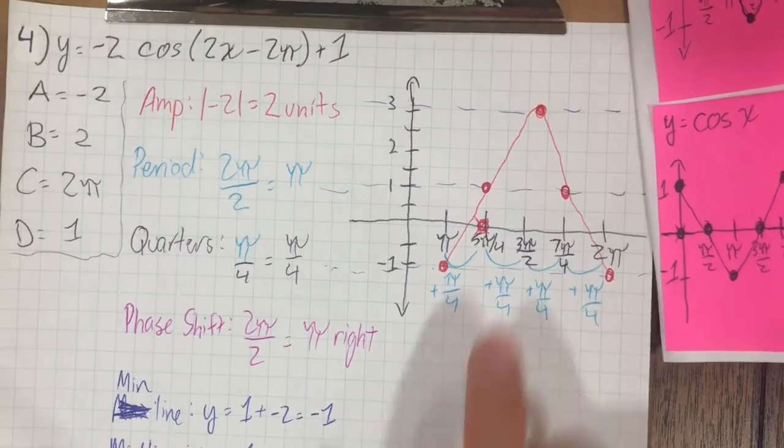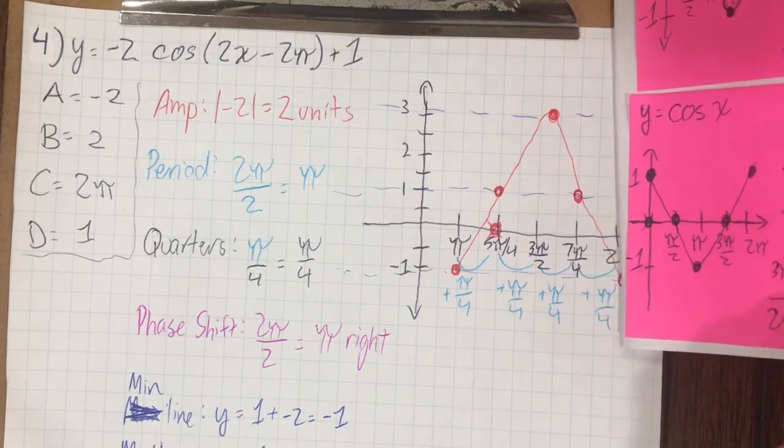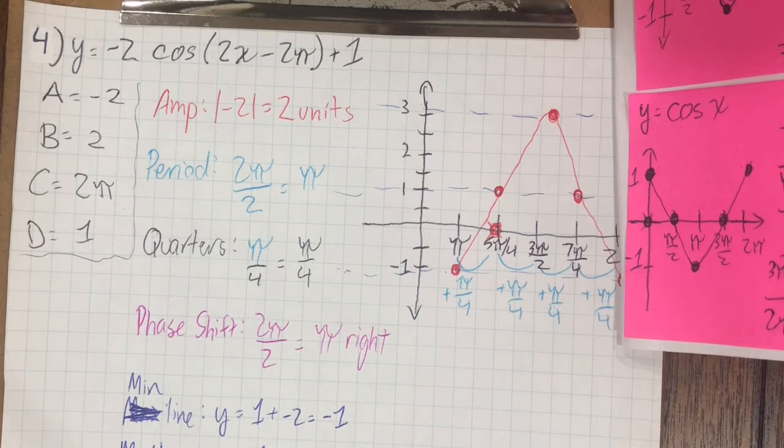All right, so this will be my graph for negative 2 times cosine of 2x minus 2 pi plus 1. I hope this video was helpful for you guys to be able to graph without using the x and y table. But if you do feel like the x and y table is still helpful for you, you can use it by any means.